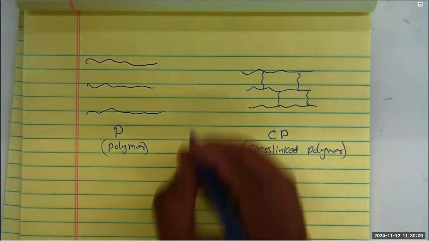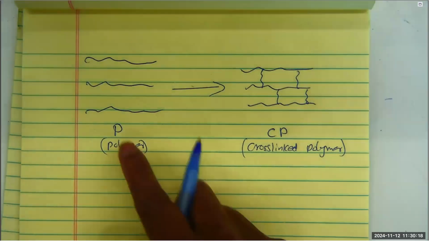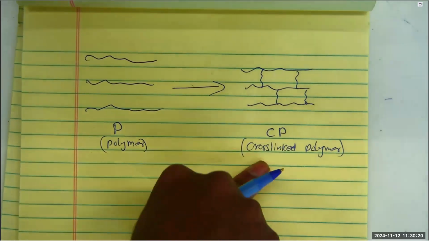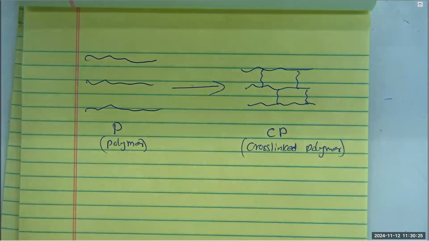Now here are two questions for you. Where do we have stronger intermolecular forces, stronger interactions, in the polymer or in the cross-linked polymer? Can you write your answer on the whiteboard, everybody? Where do we have strong intermolecular forces, and also lower potential energy? I want to see your answer on the whiteboard. You have a 50% chance of getting this right. There's only two options, P or CP.